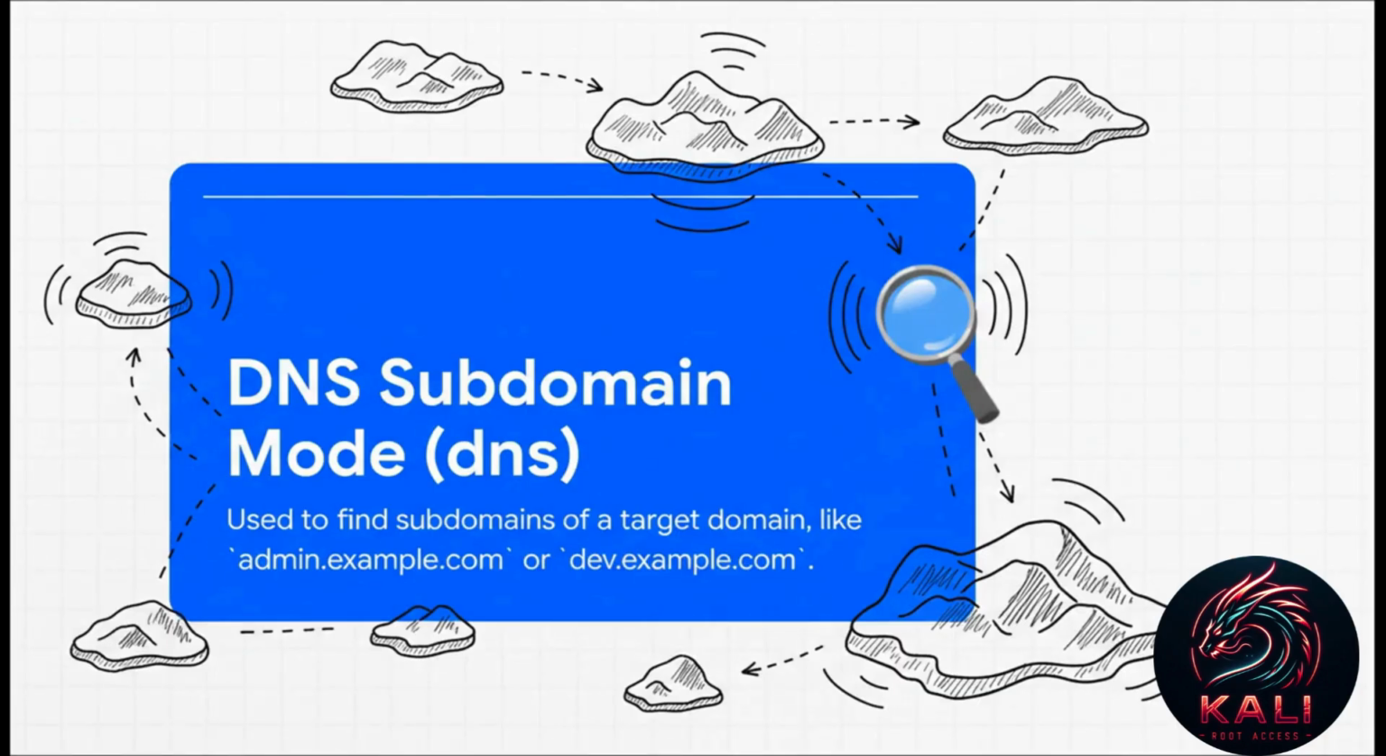All right, next up is DNS mode. This is where we zoom out a bit. Instead of looking for folders on a website, we're now looking for totally separate new websites or subdomains that are related to our target. So we're looking for things like admin.example.com or test.example.com. It's kind of like you were exploring an island and suddenly you discover a whole bunch of other secret islands right next to it that weren't on any map.